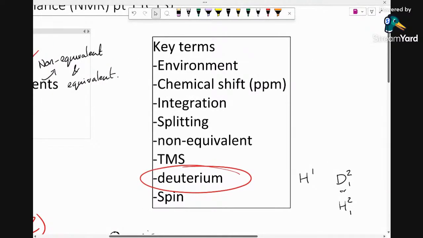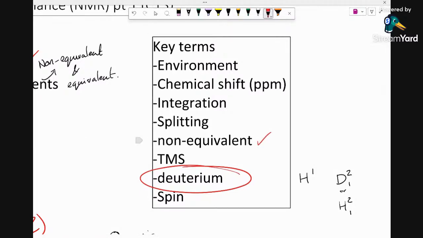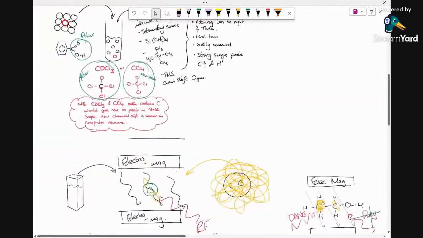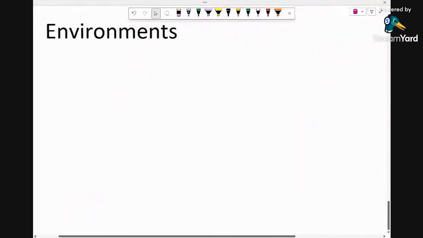So we've picked up several keywords here. We've picked up equivalent and non-equivalent, meaning the same and different. We've picked up TMS, we've picked up deuterium, and we've talked about spin. So this is the spin state, we talked about that before, spin state up here. So what we now need to do is talk about an environment.